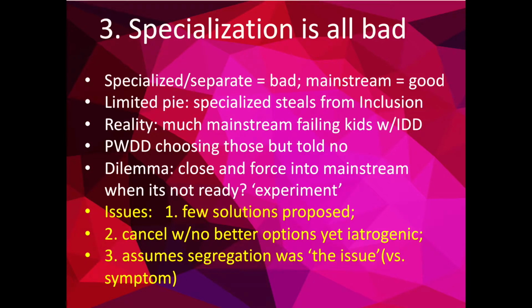And this is number 3, specialization is all bad. So places like L'Arche and Special Olympics or Camp Hill come under this critique that you're seen as providing a kind of specialized or segregated form of support, care, housing, life, sports. And there seems to be this really strong narrative out there that anything that's specialized or segregated is bad, and anything that's mainstreamed or general inclusion is good.